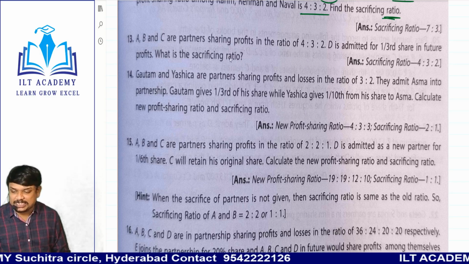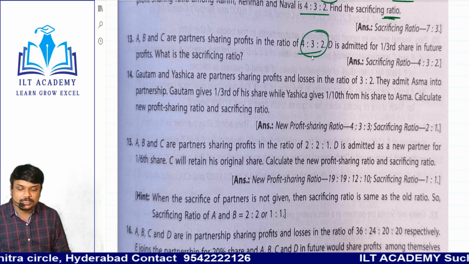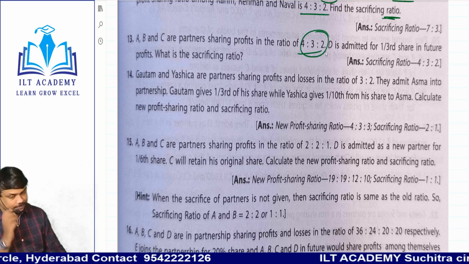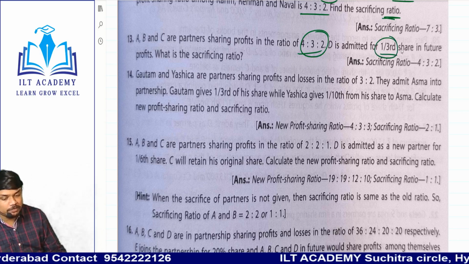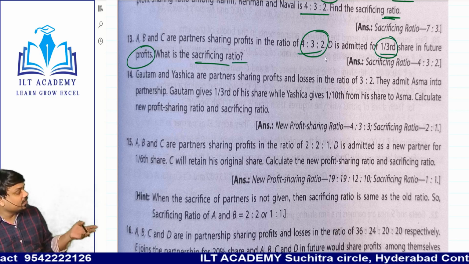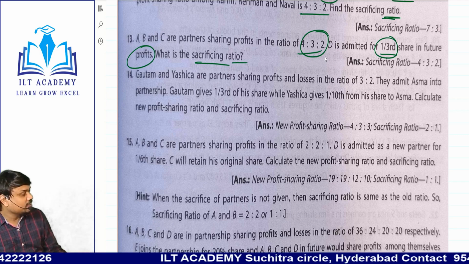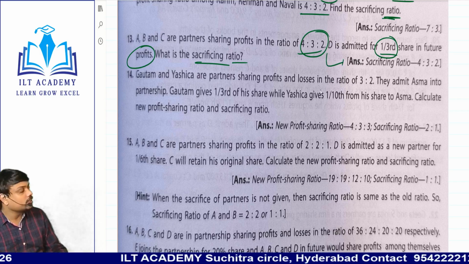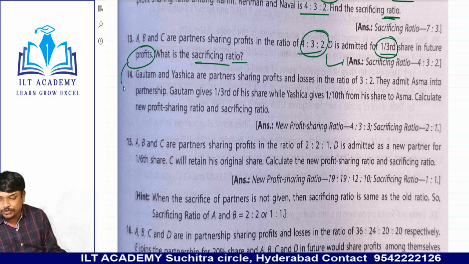See, the 13th one is basic. Now A, B, C profit sharing ratio is 4:3 and D is admitted for 1/3 share in future profits. What is the sacrificing ratio? If nothing is given, the old ratio is only the sacrificing ratio, 4:3:2. Finished. Next, what is it? The 14th one.